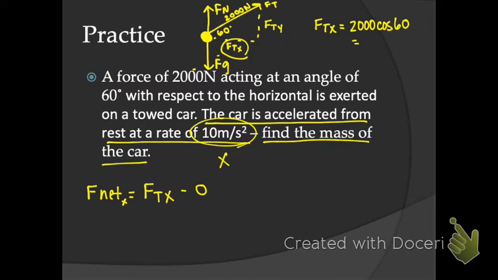2,000 cosine 60 gives me 1,000. And so then I'd come and plug that in. 1,000 equals, and then what can I substitute for F net? I can take mass times acceleration. And so I get a mass of only 100 kilograms.